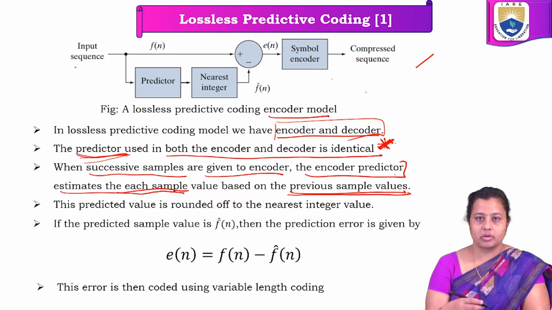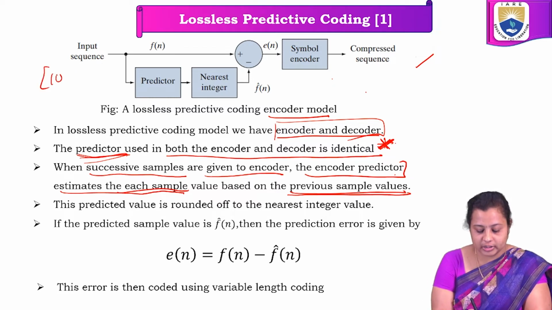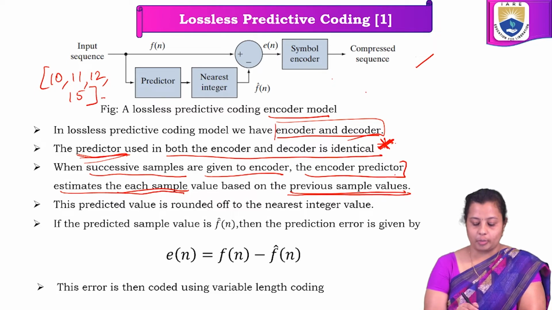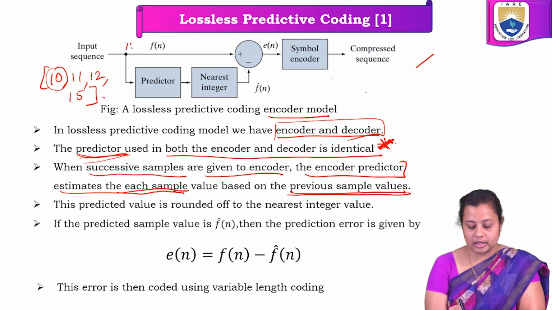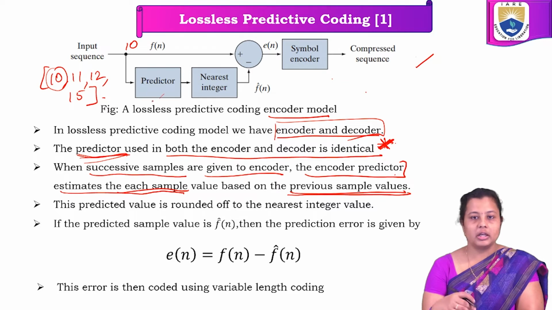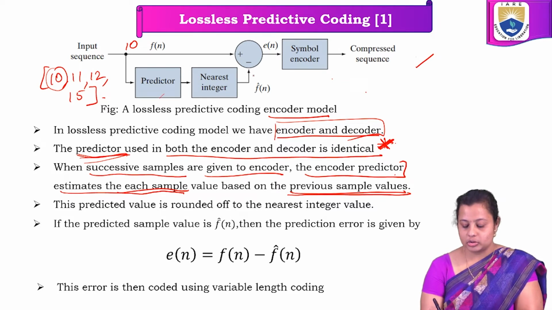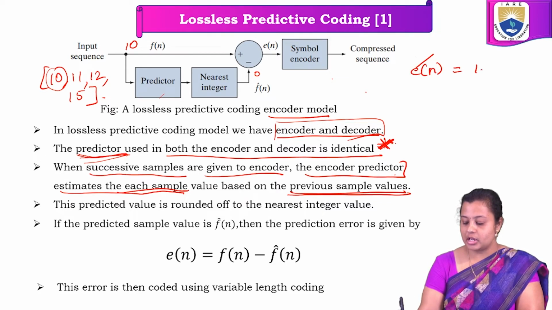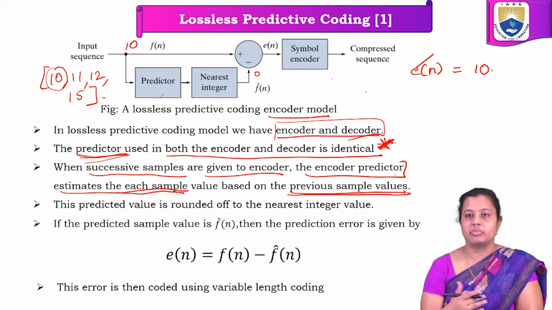Say suppose the input sequence. What is the input sequence? We have the input intensity values. Let it be 10, 11, 12 and 15. Now, I have the first intensity value to be 10. So when the first 10 comes here, we don't have any previous pixel values, right? So this predictor cannot predict any value. So this becomes a 0. So this first symbol, the first e of n, will be 10 only, because we don't have any predicted value.